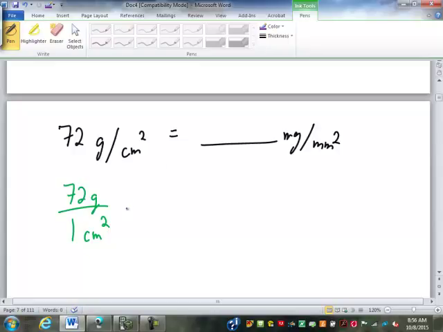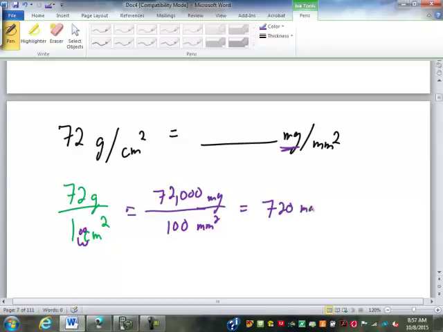So we're going to change both units again. The first thing I'm going to do is change my 72 grams into milligrams. Grams to milligrams, I could go 3 spots to the right, so that's going to be 72,000 milligrams. Now centimeters squared to millimeters squared. Centimeters to millimeters is one spot to the right, but it's squared, so that means we have to go 2 for each spot on the chart. So 1, 2, 0, 0. That's 100 millimeters squared. Now we divide that out, that is 720 milligrams per millimeter squared.